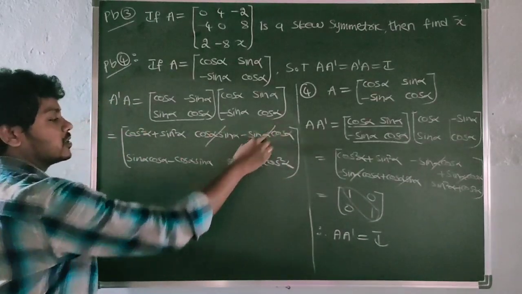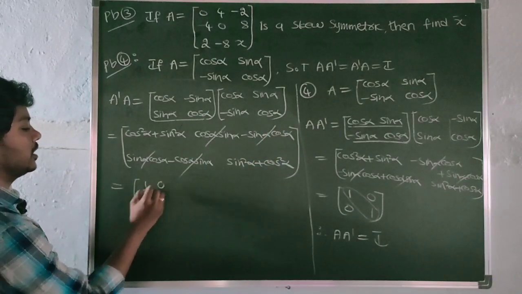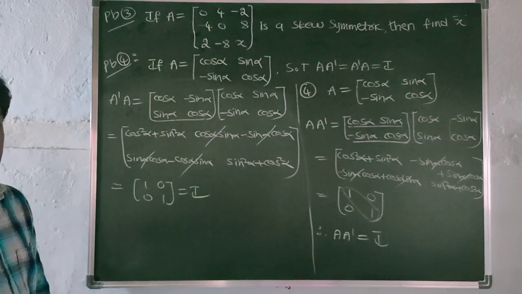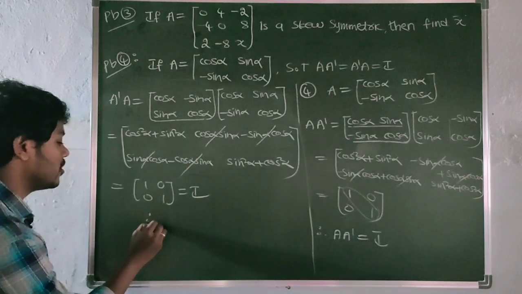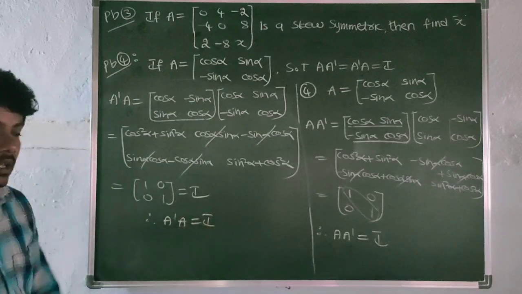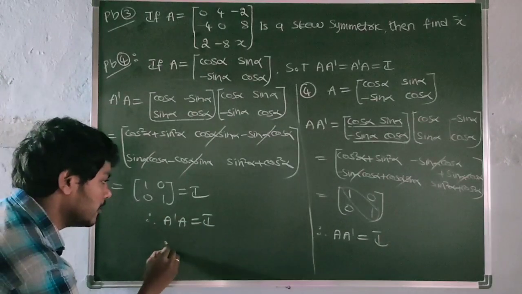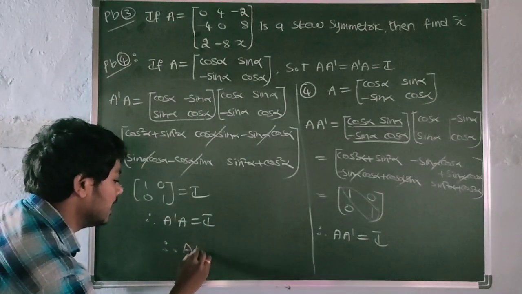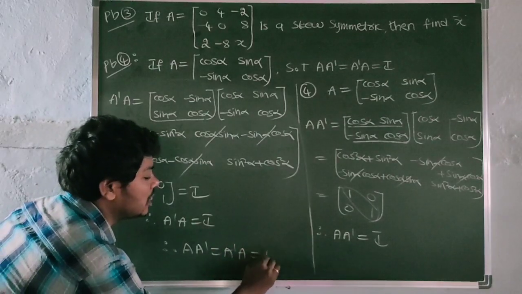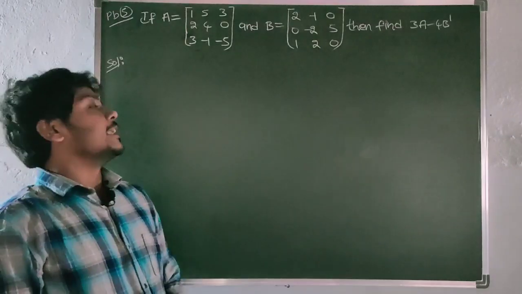So clearly these two terms get cancelled. Now what do you get? 1 0 0 1. So this is the identity matrix. So therefore A transpose into A is also the identity matrix. So from these two conditions, you can write A into A transpose is equal to A transpose into A, which is what? Identity matrix.